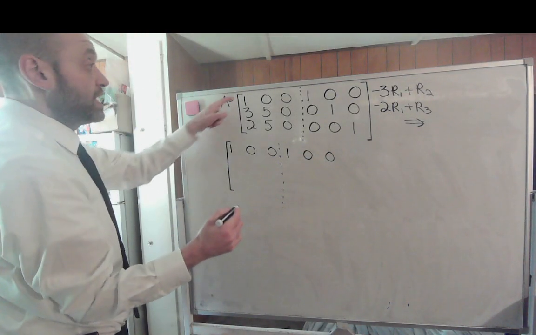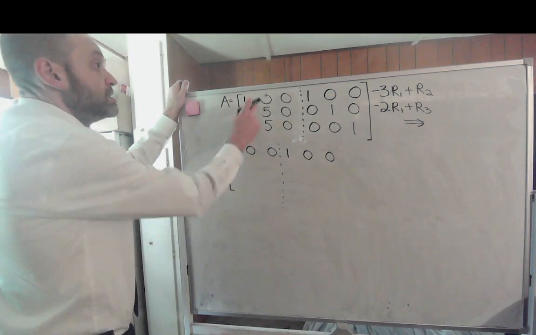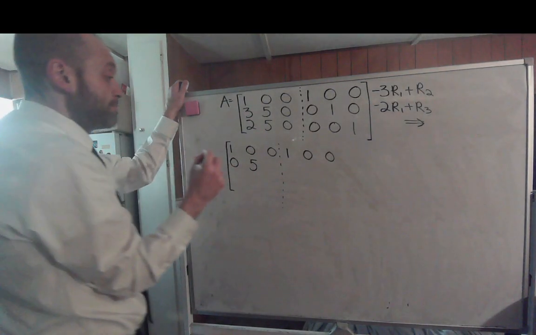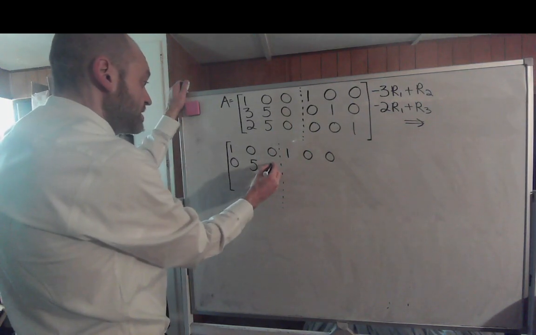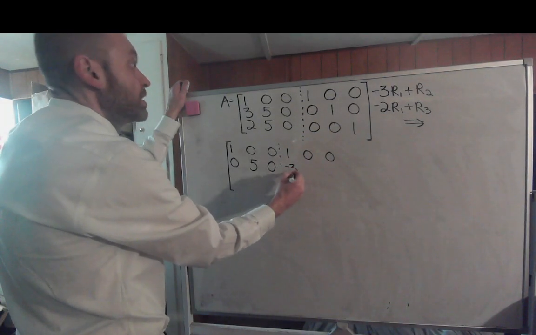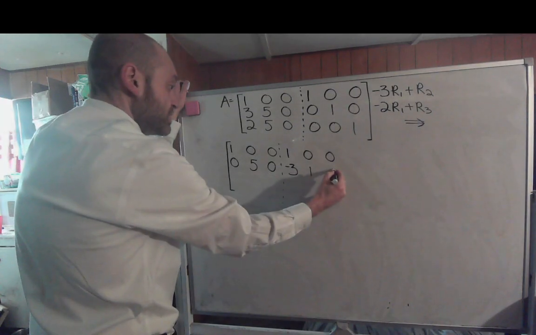All right, now negative 3 plus 3 is 0. 0 plus 5 is 5. All right, now 0 plus 0 is 0. Negative 3 plus 0 is negative 3. 0 plus 1 is 1. 0 plus 0 is 0.